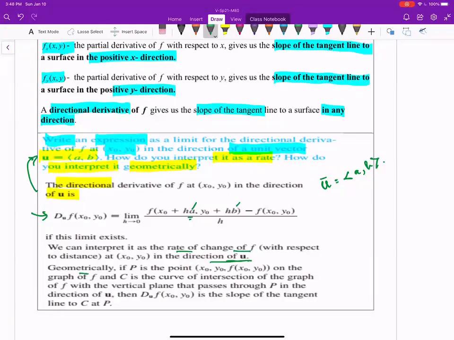Geometrically, if P is any point x0, y0, or the x and y coordinates, and z0 is given by f of x0, y0. The reason is z is the surface given, which has the equation f of x, y. So when you plug in x0, y0 for x and y, what you get is z0.